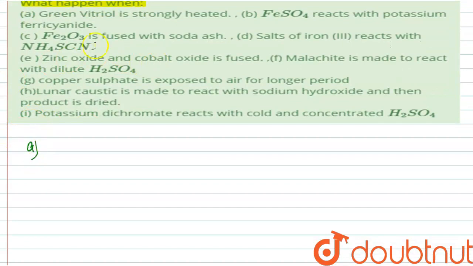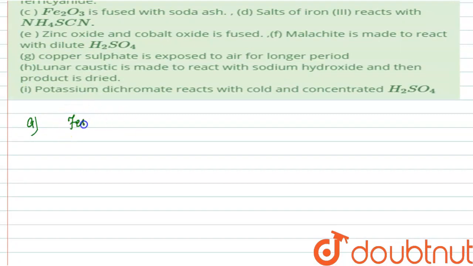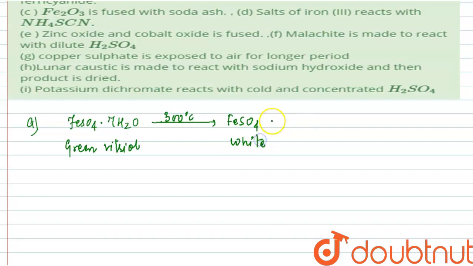So the first one says that green vitriol is heated strongly. So we need to find out what happens when green vitriol is heated strongly. Green vitriol is FeSO4.7H2O, right? Now when this is heated at a temperature of 300 degrees Celsius, all the water of crystallization goes away and we get a white colored powder. Now moving on, when it is heated more at high temperature, we get Fe2O3 plus SO2 and SO3 gas.